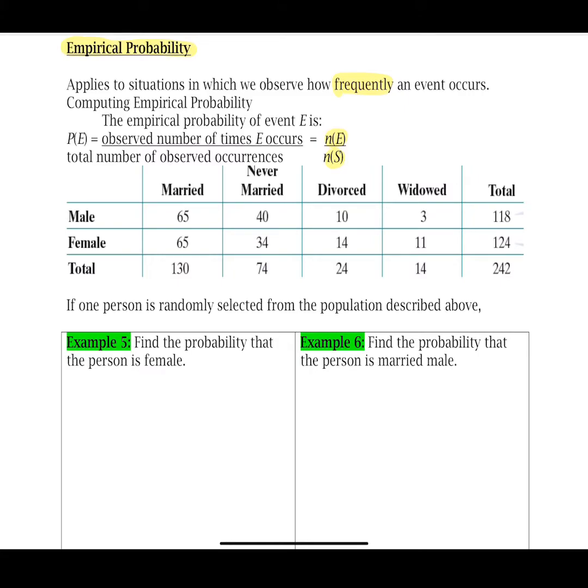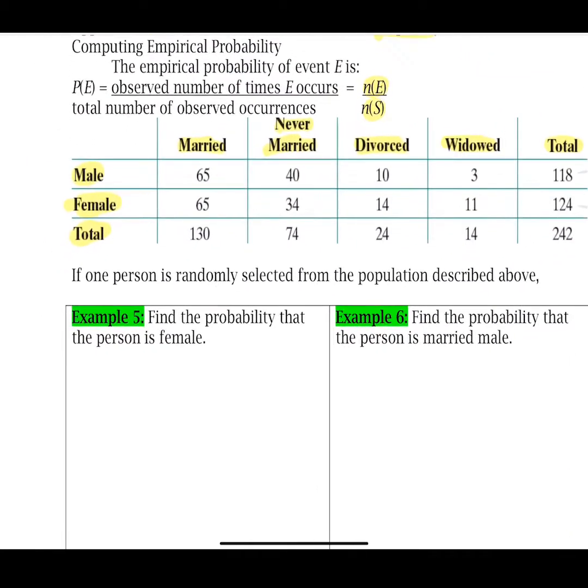Okay? So what happens in this table is I have a table of married, never married, divorced, widowed, and the total. Male, female, and the total. Do you see that? So if one person is selected from the population described above, selected randomly, I randomly pick a person. What are they asking me? Find the probability that the person is female.